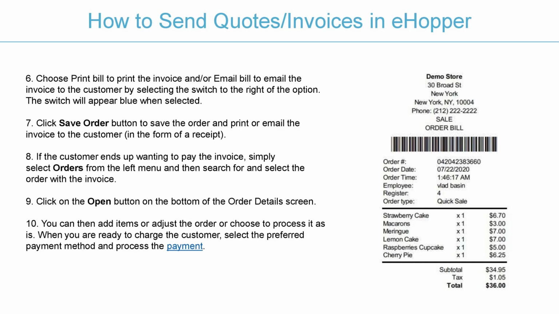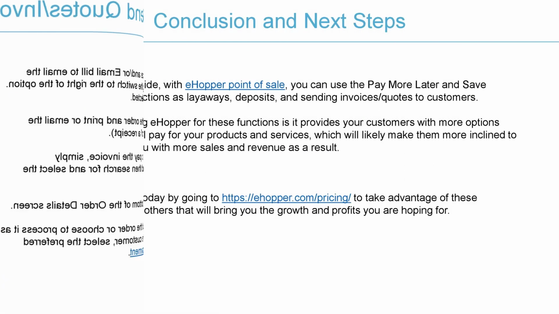8. If the customer ends up wanting to pay the invoice, simply select Orders from the left menu and then search for and select the order with the invoice. 9. Click on the Open button on the bottom of the Order Details screen. 10. You can then add items or adjust the order or choose to process it as is. When you are ready to charge the customer, select the preferred payment method and process the payment.